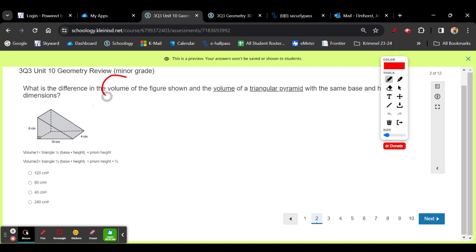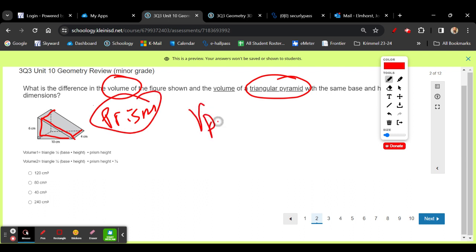Number 2, we're looking for the volume. And this is a prism because it has parallel bases that are congruent. So a triangular prism. And then it's asking the difference of the volume compared to a pyramid. So let's focus on the volume of the prism. We can just call it VPR. The volume of the prism is going to be the area of the triangle times the height. So we got 6 times 10, and it's a triangle. Divide that by 2 times 4.